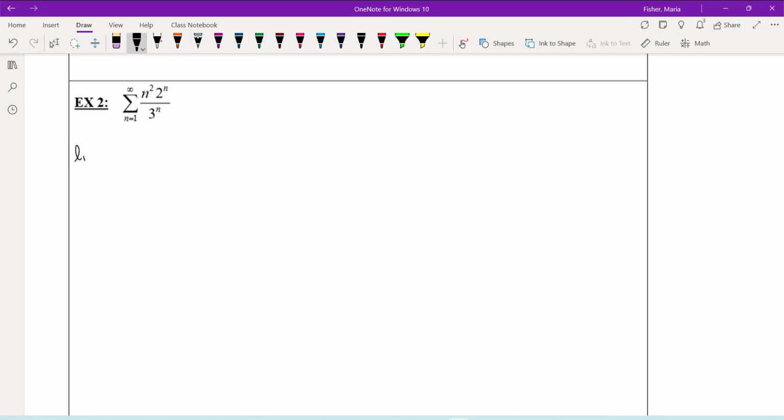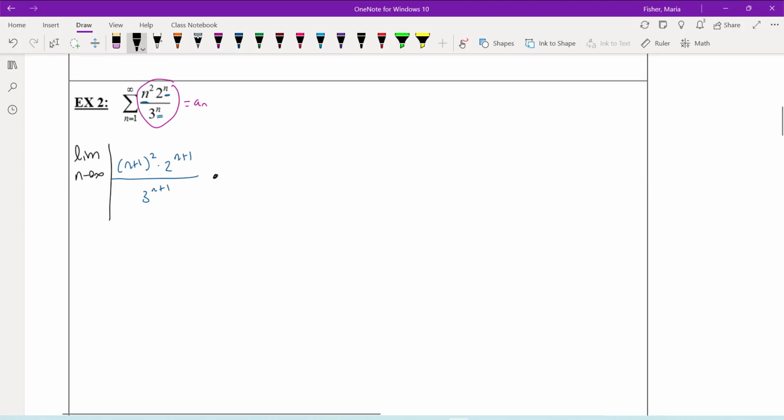To use the ratio test, we need to take the limit as n goes to infinity of the absolute value of a sub n plus 1. This is a sub n, so a sub n plus 1 would be n plus 1 squared, times 2 to the n plus 1, all over 3 to the n plus 1. And then instead of dividing by a sub n, I'm going to multiply by the reciprocal. If I multiply by the reciprocal, I have 3 to the n over n squared times 2 to the n.